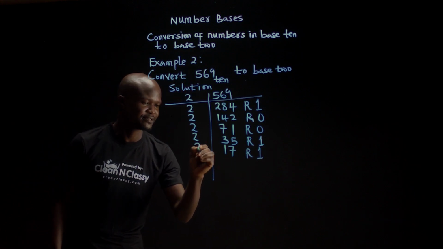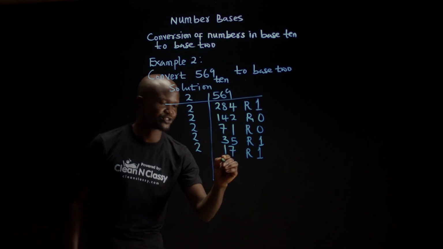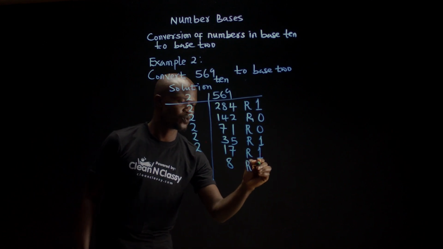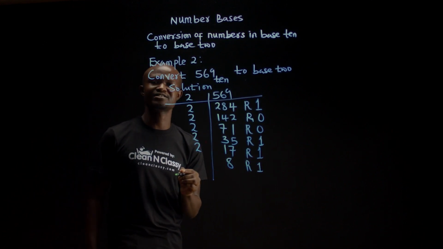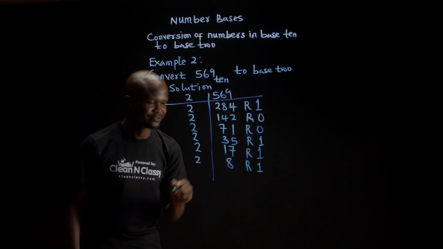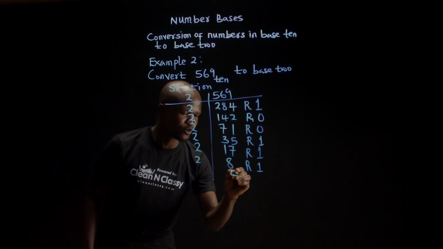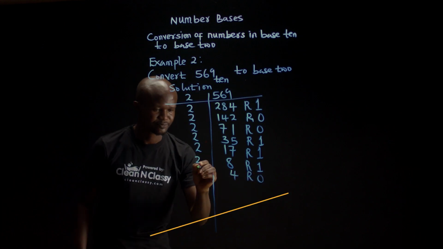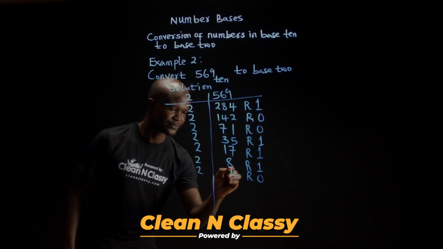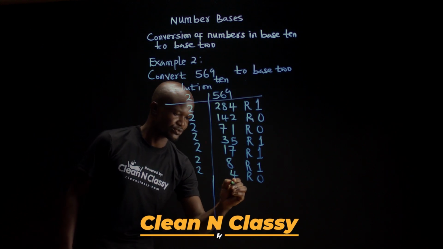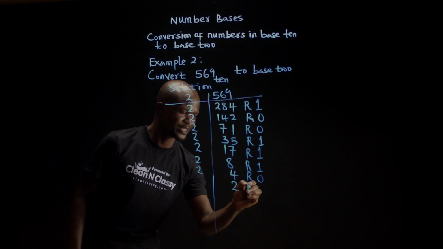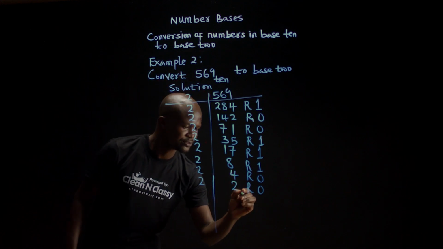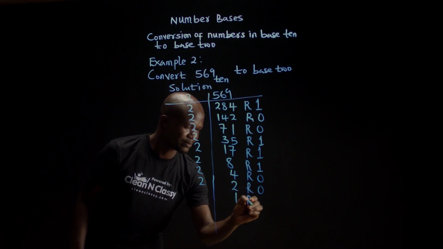Now, divide by 2 again. 17 divided by 2. That is what? 8. Remainder what? 1. Because 8 times 2 is 16. Then 8 divided by 2. 4. Remainder what? 0. Now we divide again. 4 divided by 2. We have what? 2. Remainder what? 0. Then 2 again divided by 2. What do we have? 1. Remainder what? 0.